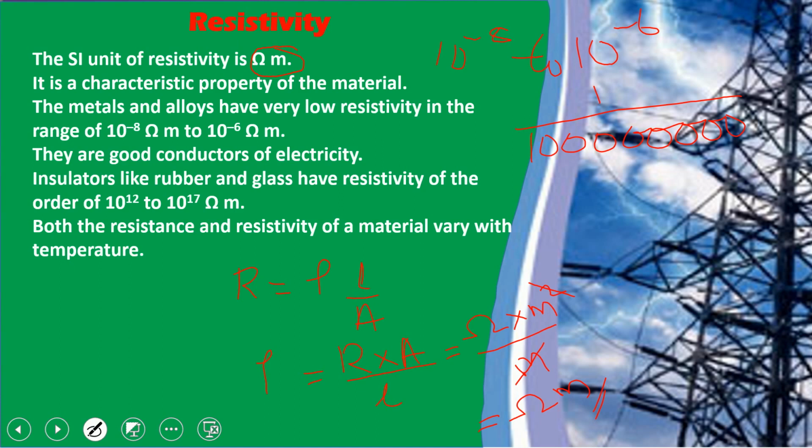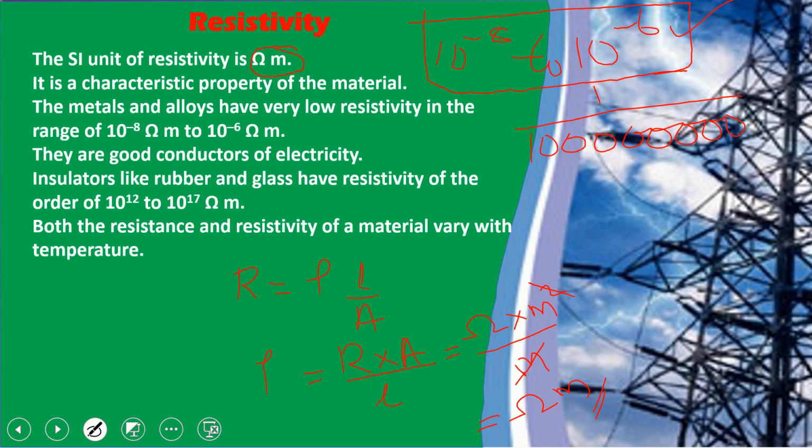Now this is very important. It can come in objective type questions; you will get more objective type questions this time. So for good conductors, the resistivity is in the range of 10 raised to minus 8 to 10 raised to minus 6. You have to understand this.